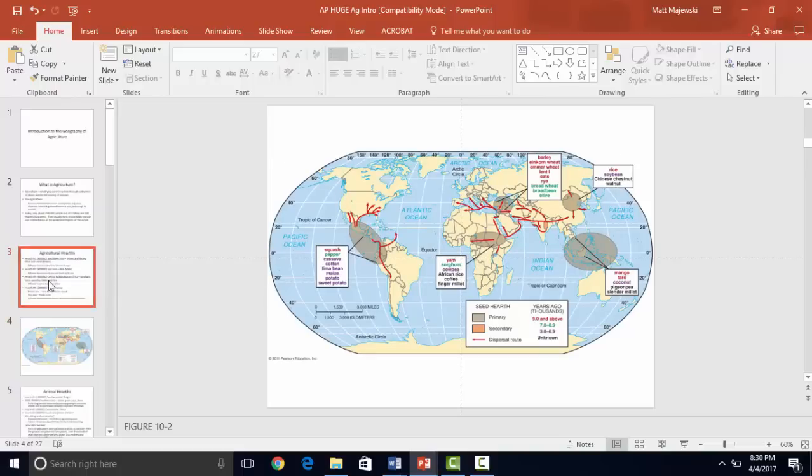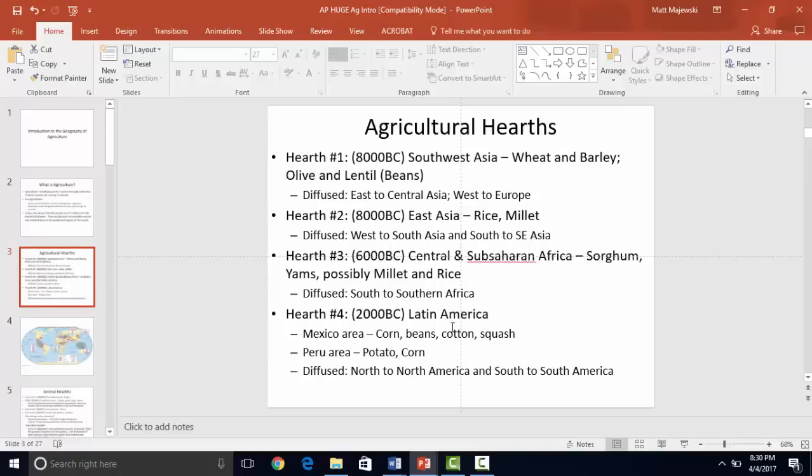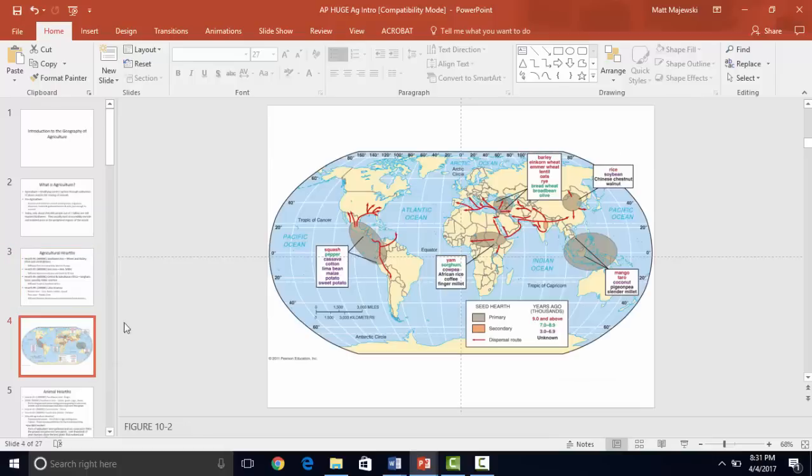All right, last major crop hearth you need to be familiar with is Latin America. That's the most recent. It's only 4,000 years old, 2000 BC. Depended where you were. In the Mexico area where the Aztec and the Maya were dominant, it was corn and then later beans, cotton, and squash. In Peru, it was potato first. And then later on, corn as well. And of course, from this hearth, these plant domestications spread throughout the rest of North and South America. So those are your four major crop hearths.